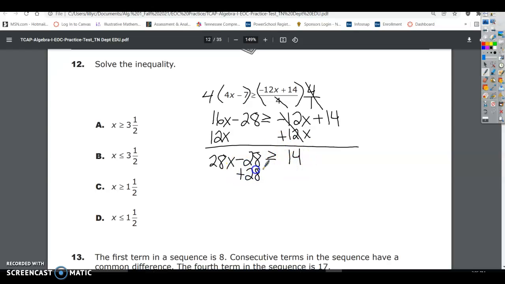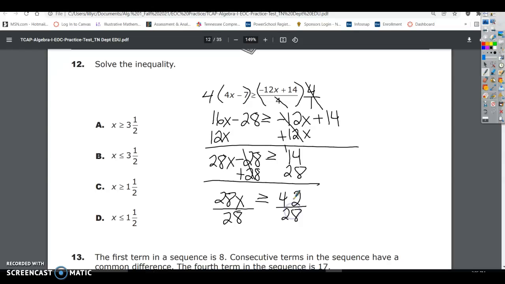Now I'm going to add 28 to both sides. So here I have 28x greater than or equal to 14 plus 28, which is 42 here. All right, so then I'm going to solve for x by dividing both sides by 28.